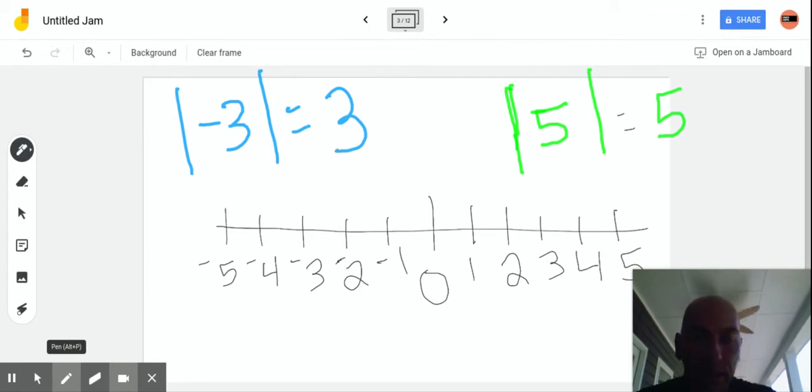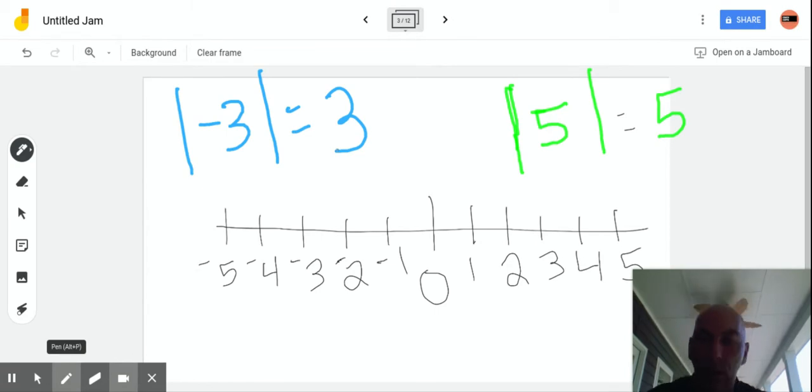Need to know this. The answer to anything inside the absolute value symbols is always positive. It's never going to be negative. It's like you say, how far is Birmingham to Montgomery? You'll say, oh, it's 90 miles or whatever. Well, if you go back the other way, it's still 90 miles. It's not going to be negative 90 miles. So the absolute value is always positive.